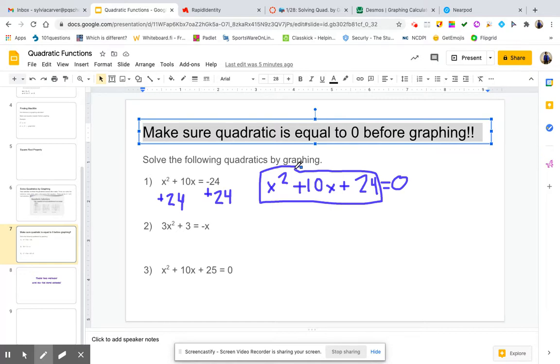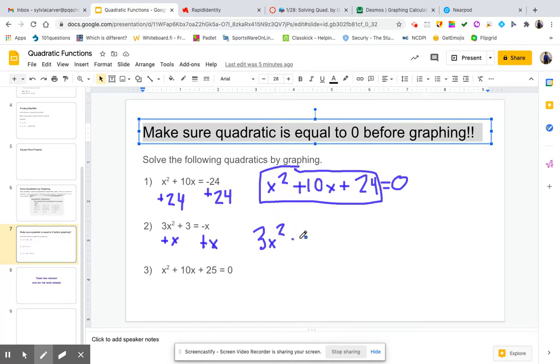Let's try another one. Number 2, 3x squared plus 3 equals negative x. So this is not equal to 0. I see a negative x on this side, so we need to add x to both sides. Most of the time, I can't say all the time, but most of the time they will not be like terms. Most of the time you'll have your quadratic piece, which in this case is 3x squared.